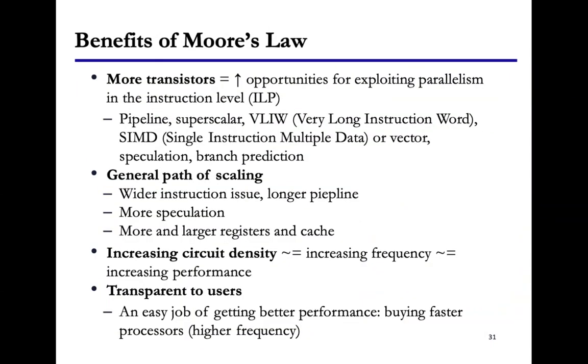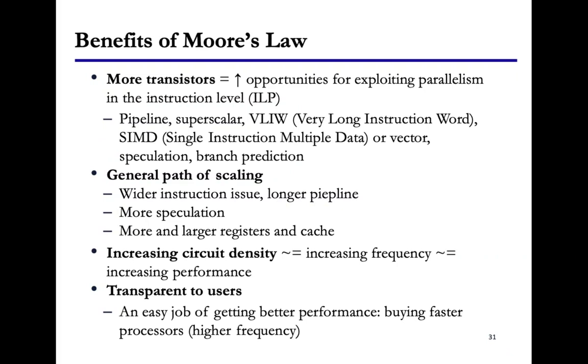The benefits of Moore's law, from the previous graph, are these. If transistors are increased, then there are more opportunities for exploiting parallelism, instruction level parallelism, ILP. Instruction level parallelism is possible by increasing the transistors on the microprocessor chip. By increasing these transistors, pipelining, superscalar, very long instruction word, single instruction multiple data, or vector are some of the instruction set architectures that can easily exploit parallelism.